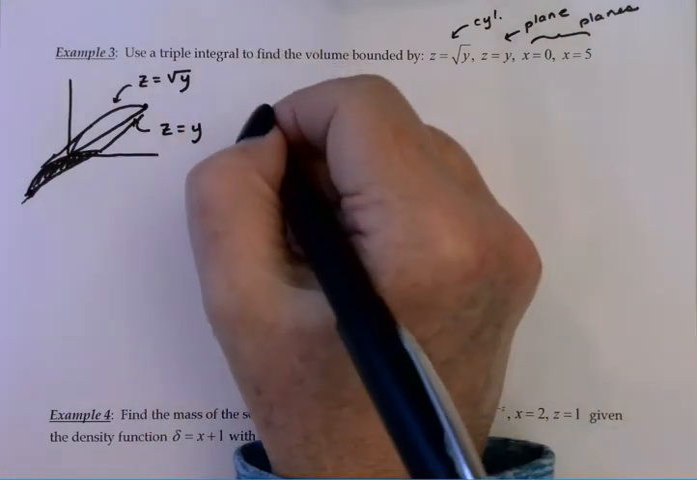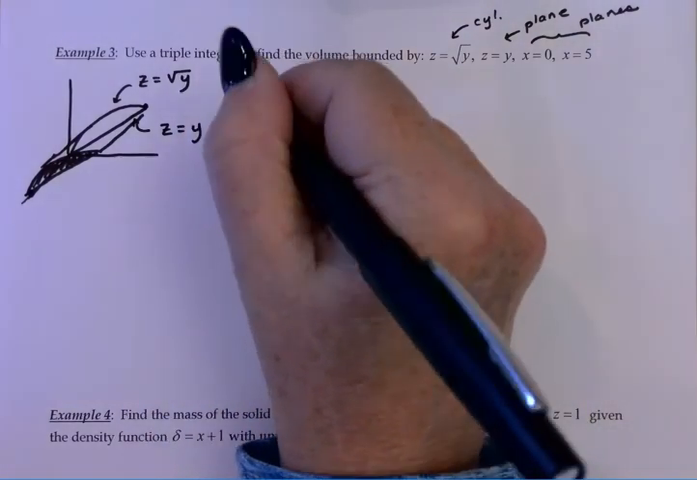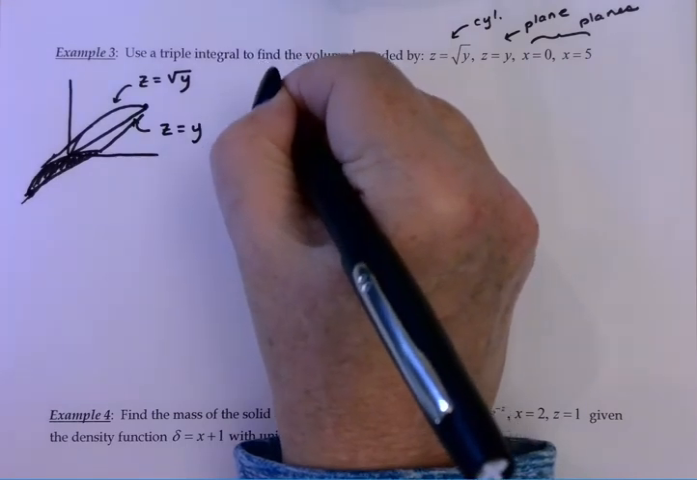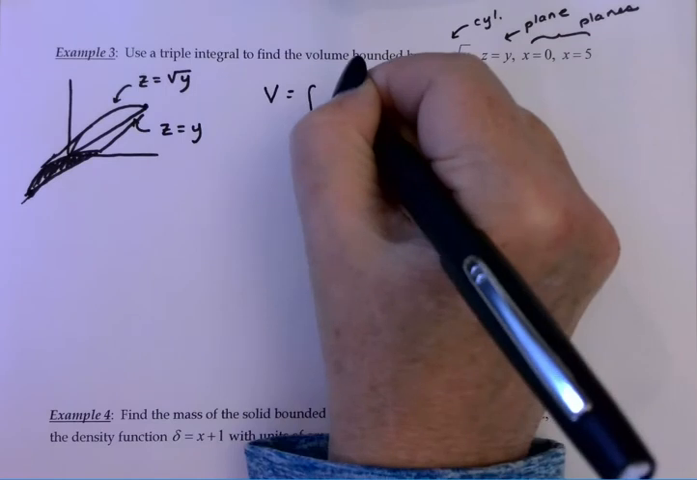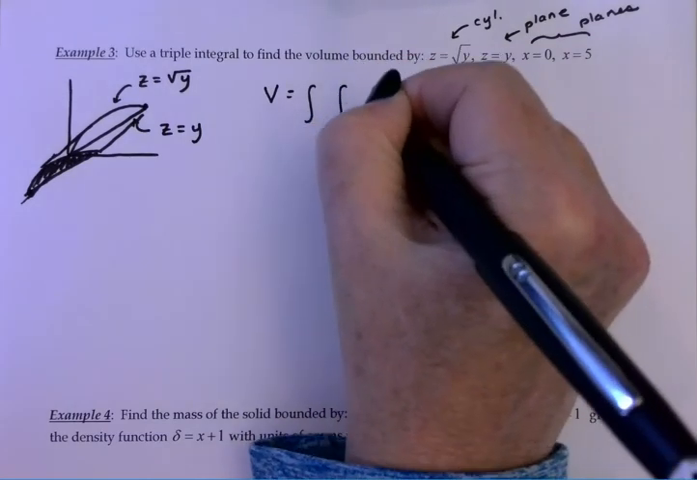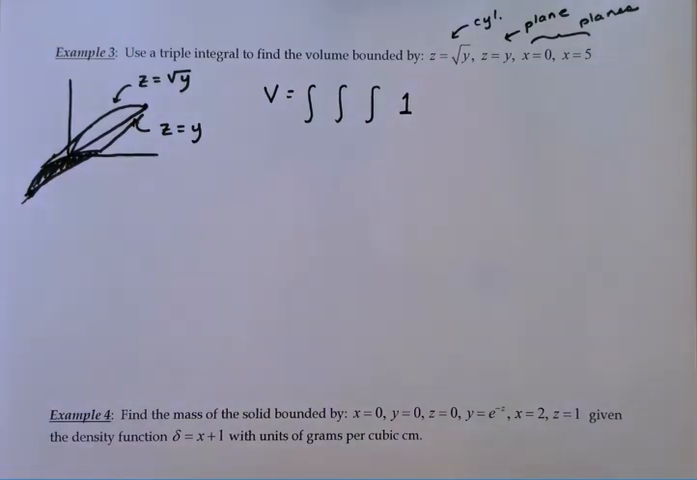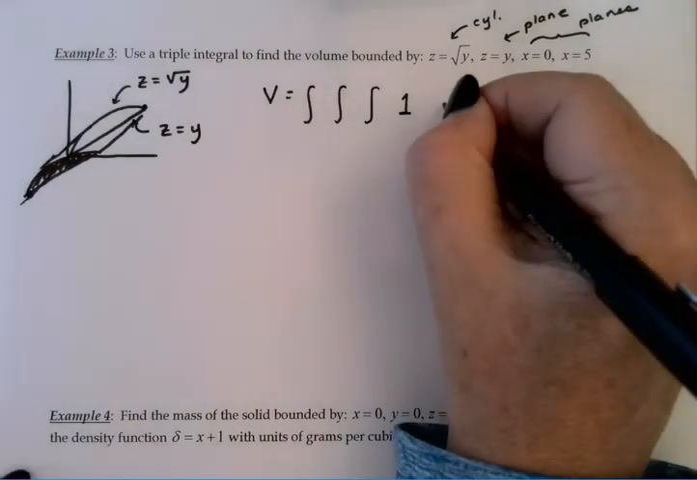So when I'm thinking about this, I'm going to set up my limits of integration to find the volume. And I'm going to integrate the function 1, since I am doing volume. And actually, I'm kind of wondering, maybe I'm going to think about this a little differently than I originally intended to. You know, I think I'm actually going to do dx first.